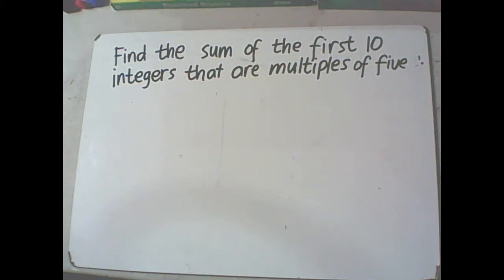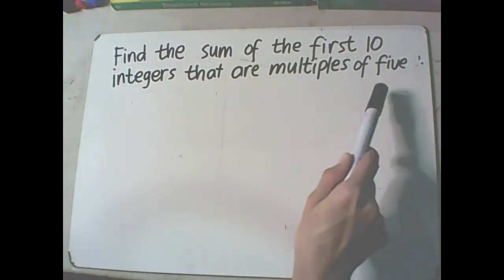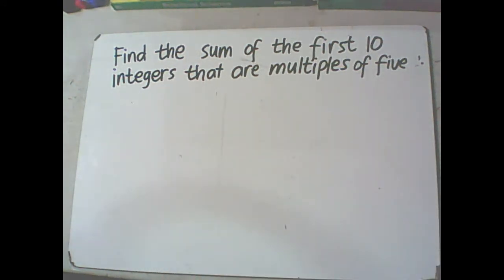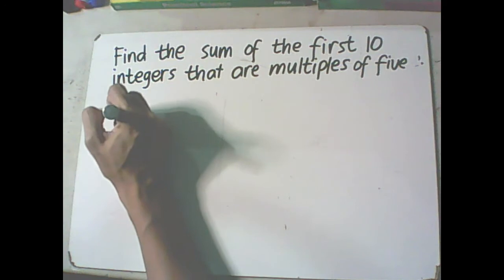Today, we will take some examples where arithmetic sequence and series are applied. So let's take this one. We are asked to find the sum of the first 10 integers that are multiples of 5. So in my thinking, I know that the first integer that is a multiple of 5 is 5.